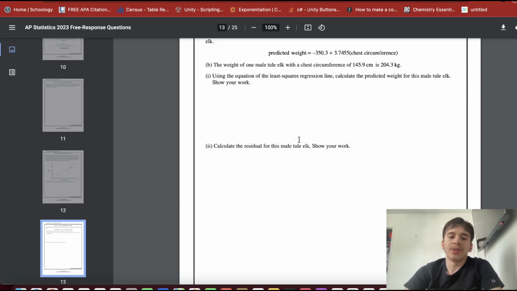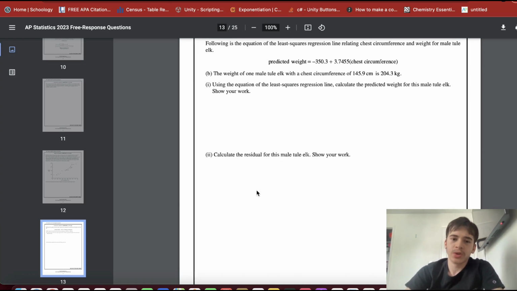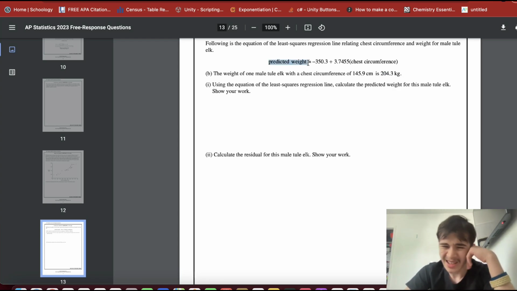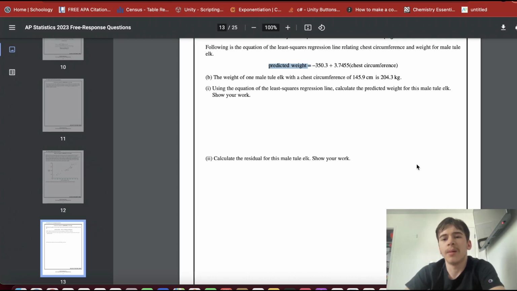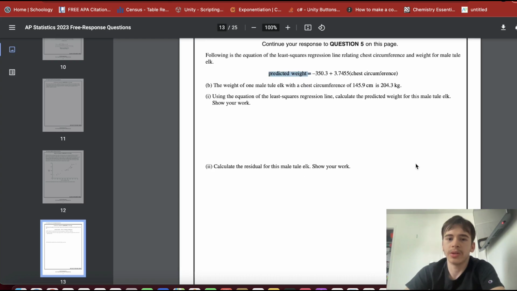Calculate the residual for this male tule elk. Okay, residual, we use the RAP acronym: residual equals actual minus predicted. We're given the actual. We subtract whatever we get here, and we get a positive value, I believe it's like 8 something. And then residuals do have units, so you would put whatever the number is, in kilograms. That would be your residual, whether it's positive or negative.